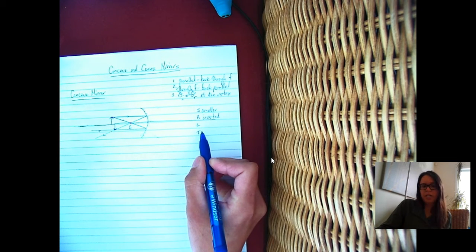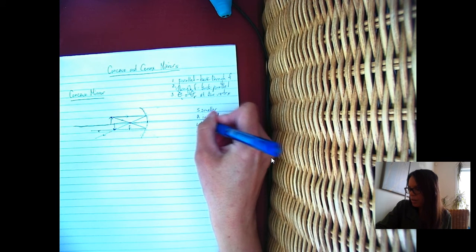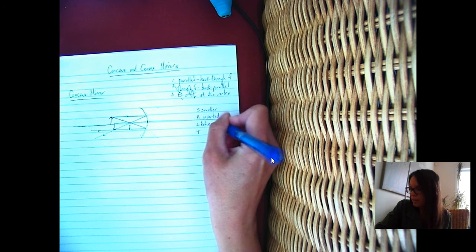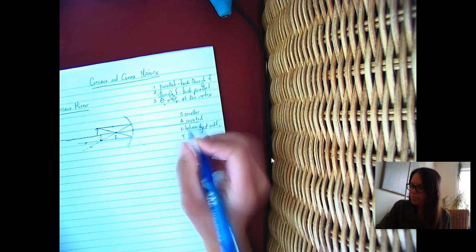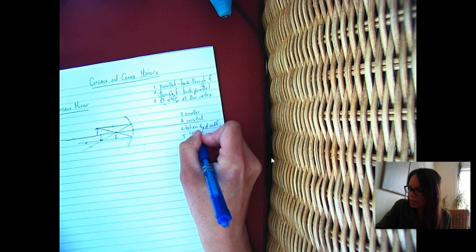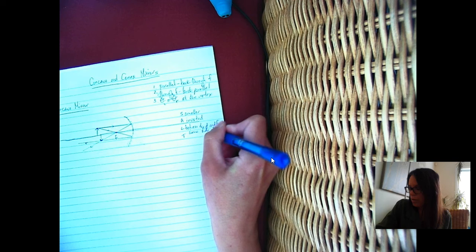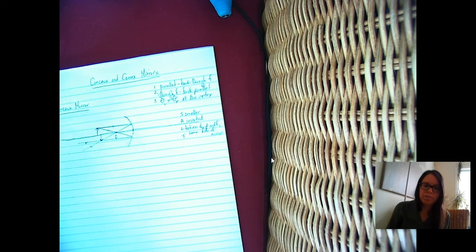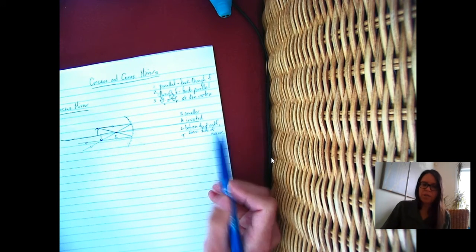L is for location. So it's on the same side of the mirror, and it's between the object and F. So I'm going to put between object, sorry, I didn't leave myself enough space, and F, comma, same side of mirror. Sorry about that. I should have left myself a whole bunch more room for that. So that says between object and F, same side of mirror.